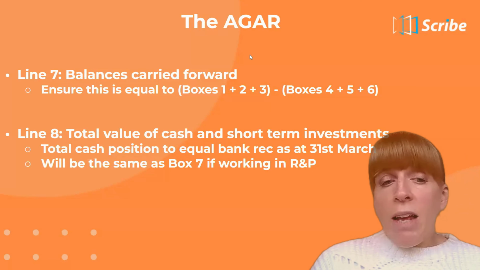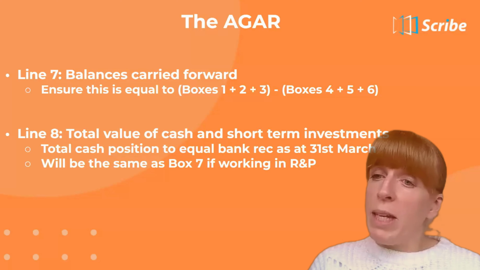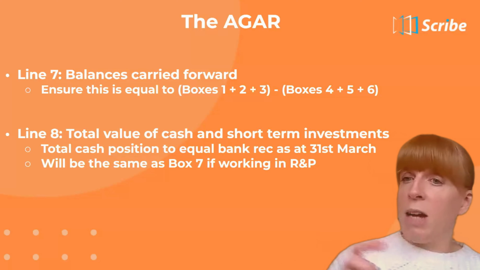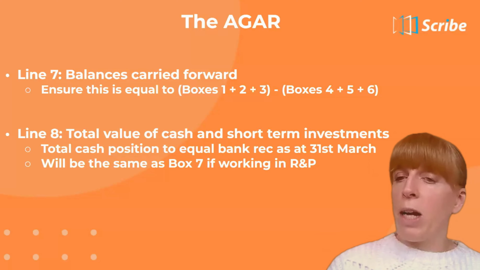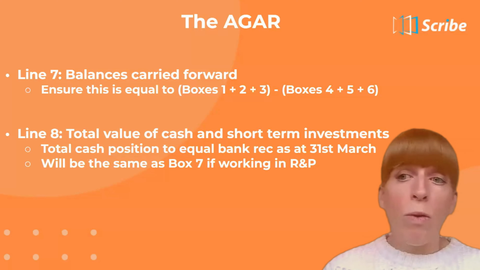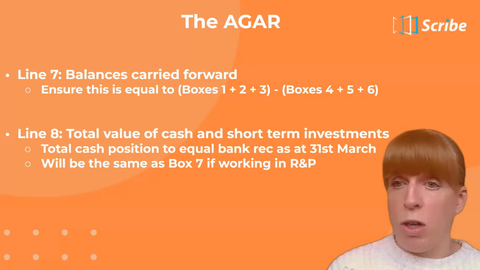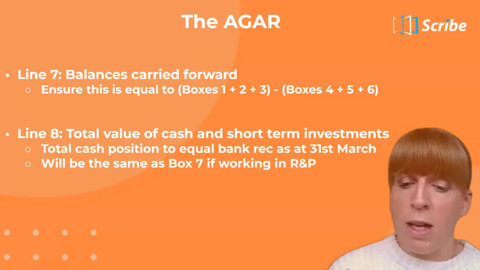And as we said as well, if you are working in receipts and payments, line 7 and line 8 will be the same figure, because the ins and outs for the financial year will come back to the bank figure. So what you've got in line 7, your total funds carried forward, will also be the total of your bank, because those are just the in and out gross totals we talked about for receipts and payments.